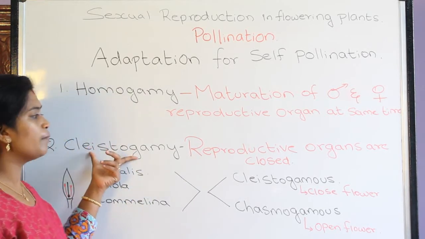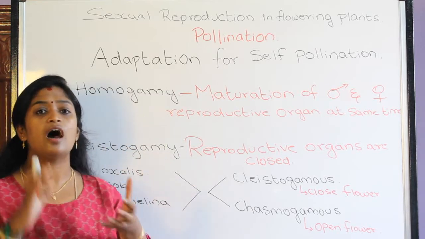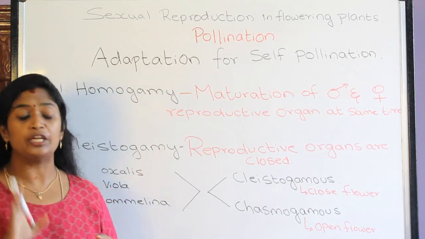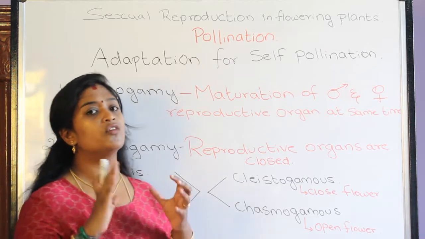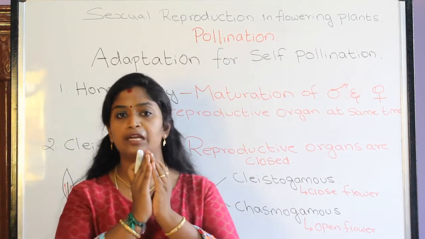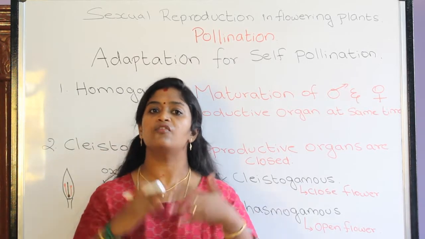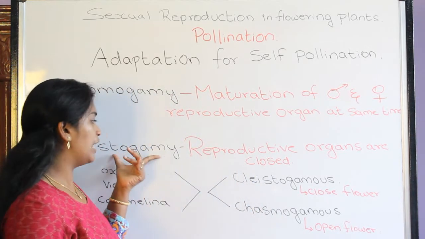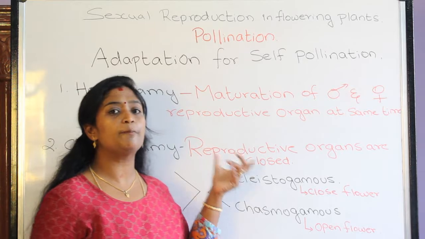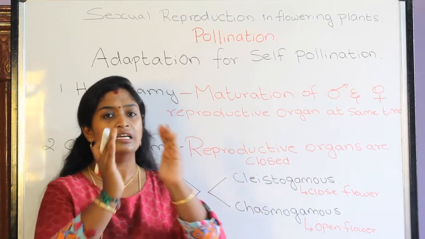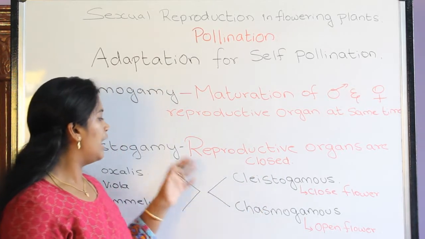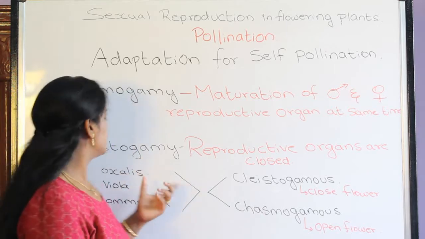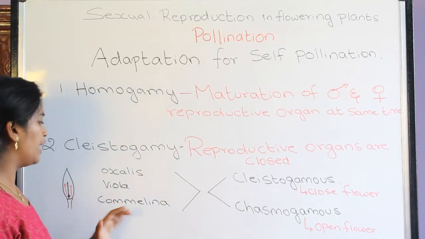The next type of adaptation is called Cleistogamy. In Cleistogamy, the reproductive organs are enclosed in a flower. It need not be a condition that the flowers should always be closed. There is a condition where the flowers will be open. This condition of self-pollination is called Cleistogamy, where the reproductive organs of a flower are enclosed within the flower. The examples of this are oxalis, viola and commelina.